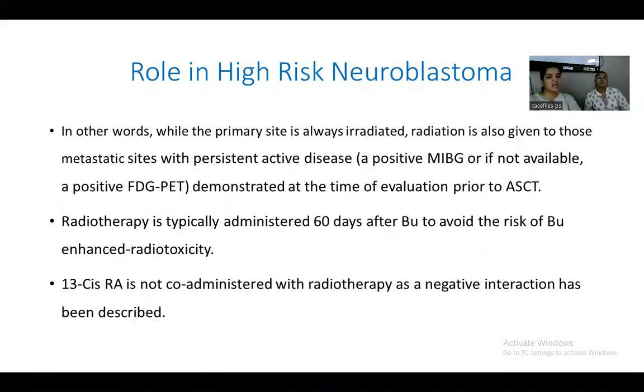In other words, while the primary site is always irradiated in high-risk neuroblastoma, radiation is also to be given to the metastatic sites, which persist even after the chemotherapy or the other management. That is, where there is positive MIBG, or if MIBG is not available, then FDG PET avid lesions are present in the body, which are demonstrated at the time of evaluation prior to the stem cell transplantation.